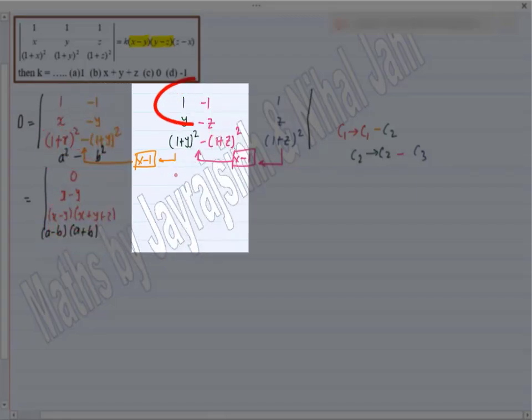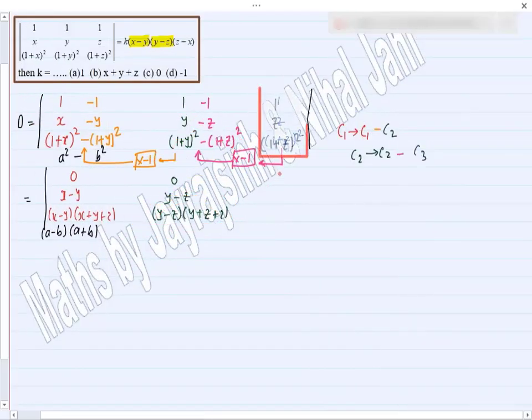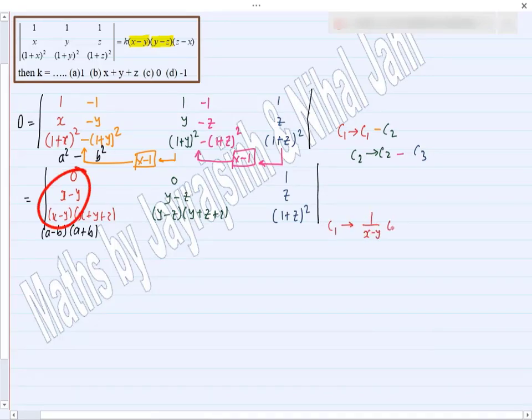Similarly, the second column will be 0, y minus z and y minus z, y plus z plus 2. And the third column will be as it is. Now we can divide the first column by x minus y, so we have to multiply the determinant with x minus y. And our first column will become 0, 1 and x plus y plus 2.